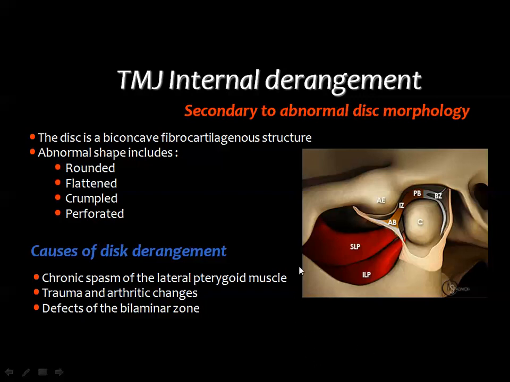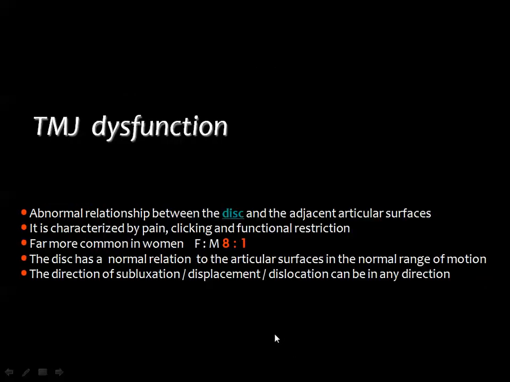Then some of other causes include chronic spasm of the lateral pterygoid muscle. This muscle is very important in the function of the temporomandibular joint. Trauma to the joint with fractures, osteoarthritis, and defects in the bilaminar zone. This zone, which is attached to the posterior part of the disc, controls the anterior motion of the disc during the function of the joint.